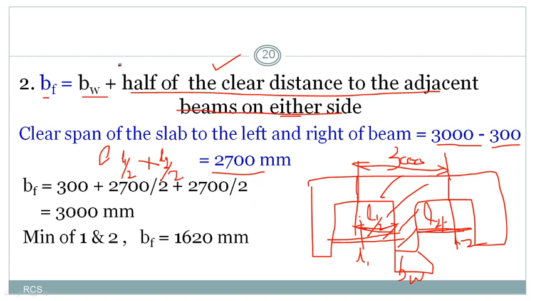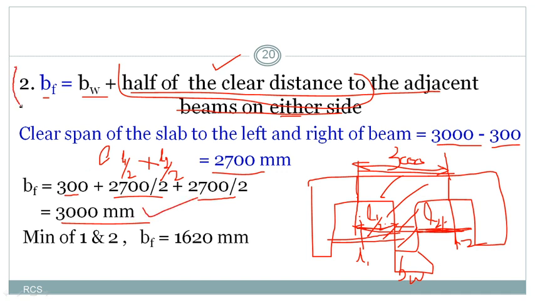Now we have the clear distance between adjacent beams, that is 2700 mm. Of this, half of the portion is in this direction and half is in this direction. So BF equals L1 by 2 plus BW plus L2 by 2. BW here is 300 mm, L1 by 2 is 2700 by 2, L2 by 2 is 2700 by 2. We get a total of 3000 mm as the BF.